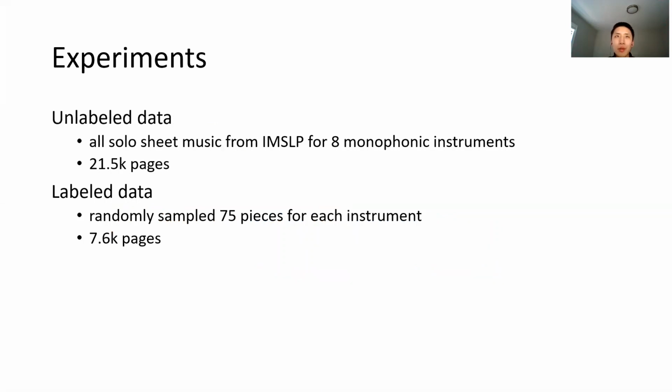For our experiments, we selected 8 monophonic instruments which have a significant amount of data in IMSLP. The unlabeled data consists of all solo sheet music from IMSLP for these 8 instruments. For the labeled data, we randomly sampled 75 pieces from each instrument and hand-labeled them.